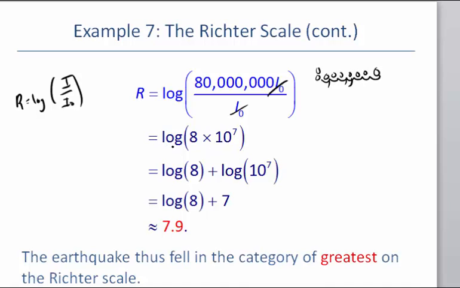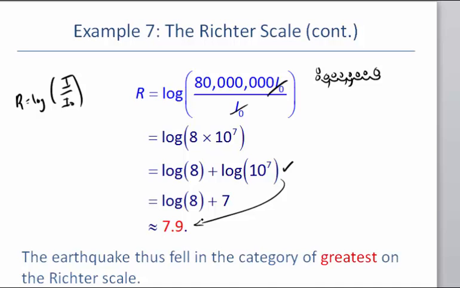Remember, you have a property of the logs. It says if you have two things that are multiplied together, you can break it up with a plus. So we got log 8 plus log base 10 of 10 to the 7th. Now, at any point here, you could put this in your calculator. I would suggest typing in your calculator log 8 plus log 10 to the 7th, and you should end up with that 7.9. Remember that if it was greater than 7.5, it was considered a great earthquake on that Richter scale.